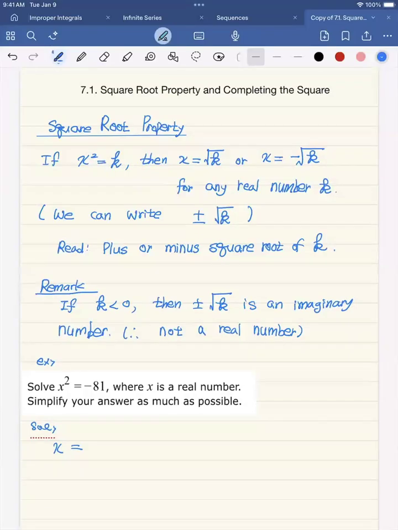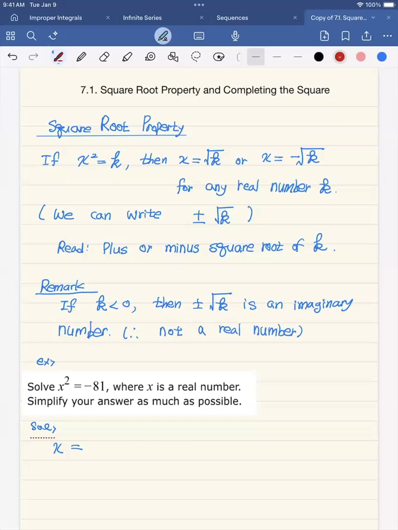In this section, we want to learn about square root property and completing the square. We already know the definition of square root. So when we solve the equation x squared equals k, the solution will become either square root of k or minus square root of k, when k is any real number, because we already know the imaginary number i.